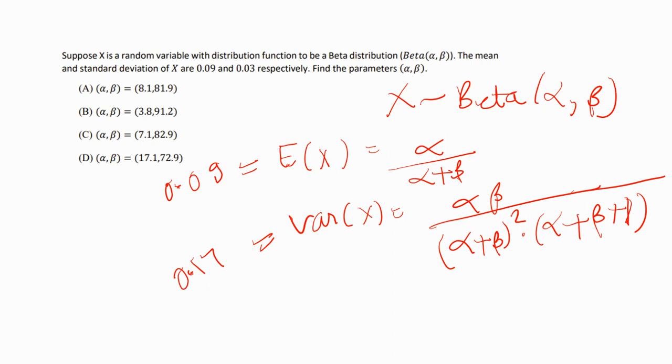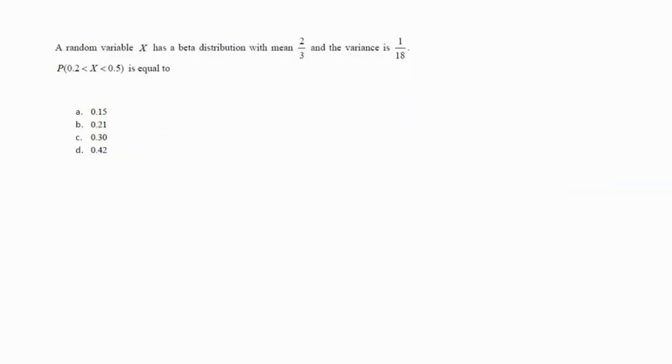The standard deviation is given here as 0.03, so the variance will be 0.03 times 0.03, which is 0.0009. So you can take its square. Anyway, I will solve it in the next question.